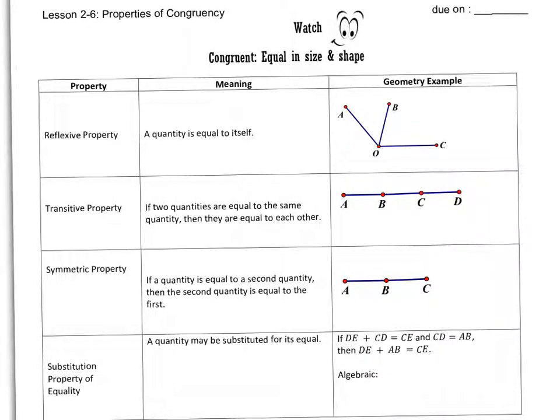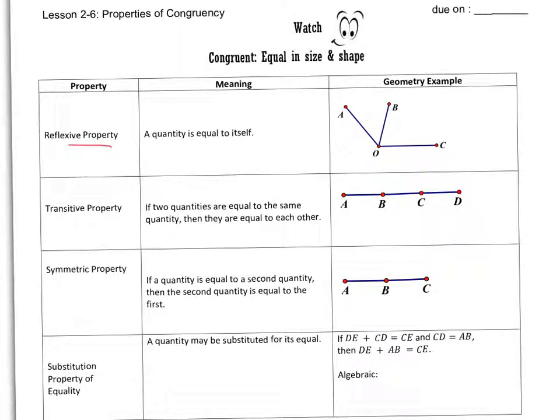Right, this is lesson 6 of Unit 2 on properties of congruency. Just remember that congruent means equal in size and shape. So we've talked about that before, but keep that in mind for this unit. The first property we want to talk about is our reflexive property.